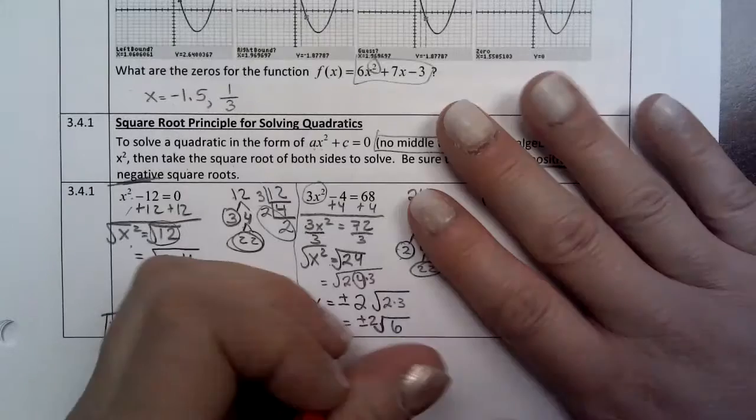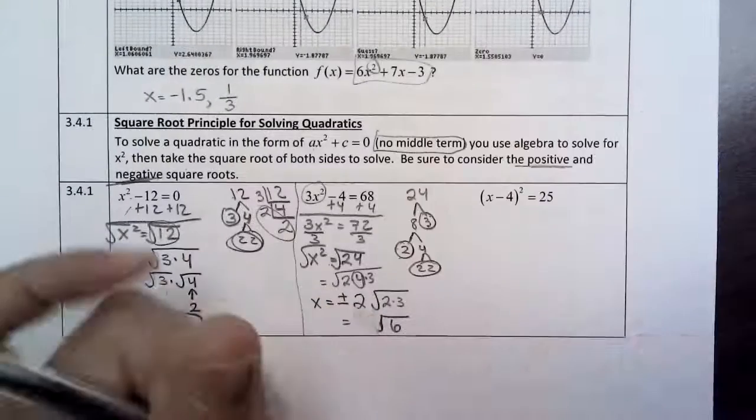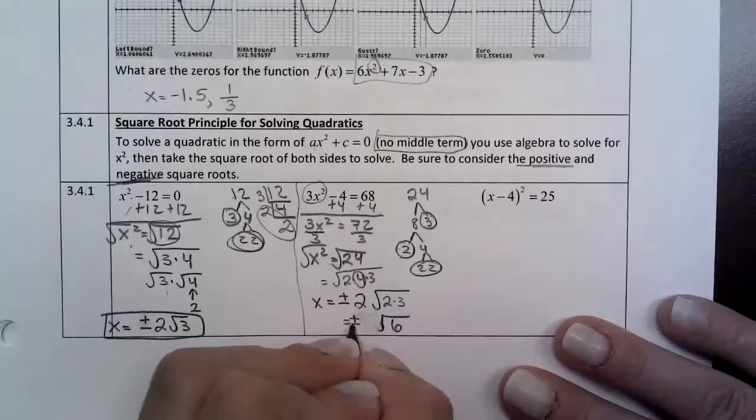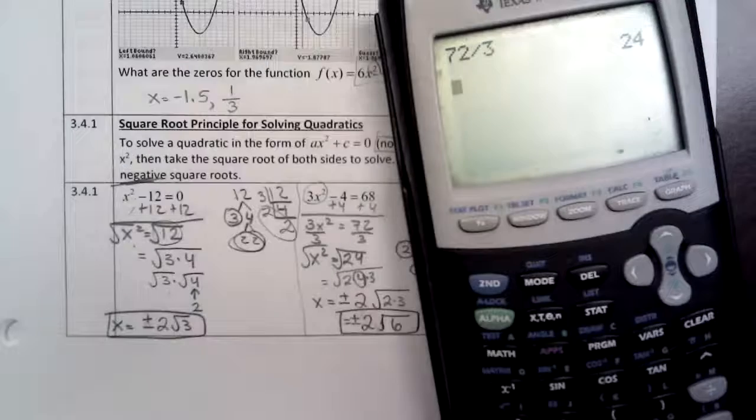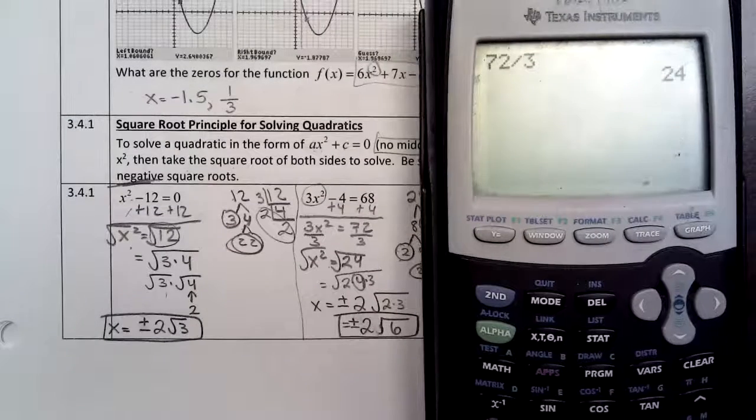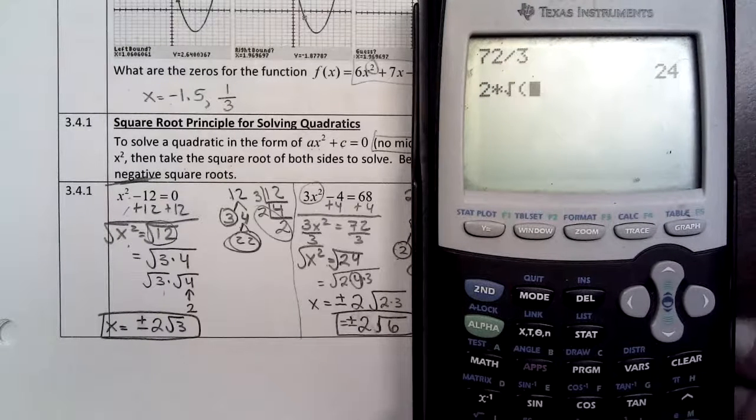I'm just writing it a little bit neater so you guys can see it. Now keep in mind that if you were to turn this into a decimal, it would be 2 times the square root of 6.